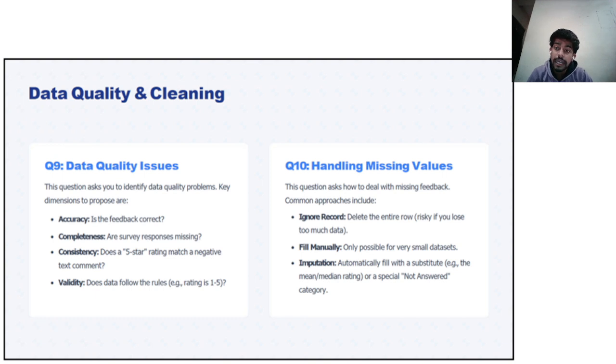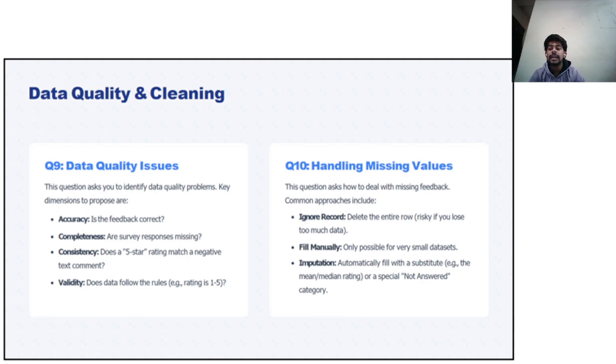Data quality and cleaning. Question 9: Data quality issues. The first step is assessment. Question 9 asks us to identify data quality issues when evaluating feedback. We look at four main dimensions. We check for accuracy. Is the data correct? Completeness. Are any survey fields missing? Consistency. Does the numeric rating align with the written comment? And finally, validity. Does the data adhere to predefined rules, like ensuring a rating only falls between 1 to 5?